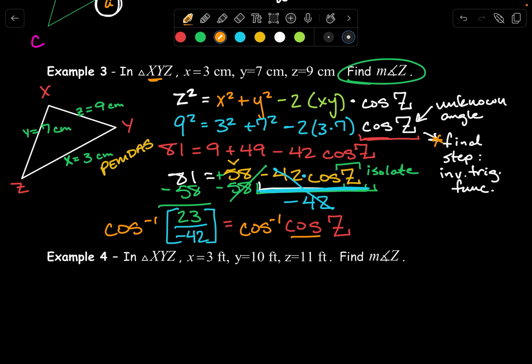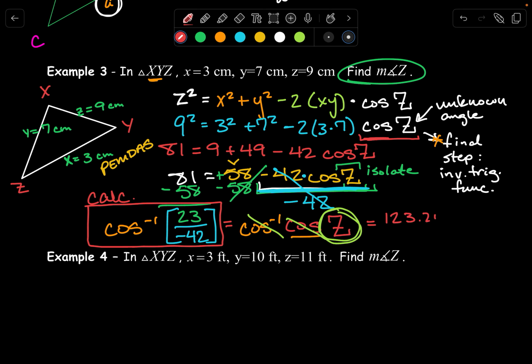I've got to do it to both sides. On the right side, these will cancel each other out. So that leaves me just with Z, which is what I'm solving for. So what I need to do is take this entire left side and type it into my calculator. Now when I do that, I get that Z equals 123.204. This is an angle, and the instructions said round your angle to the nearest whole number. So I'm going to say that angle Z equals 123 degrees.